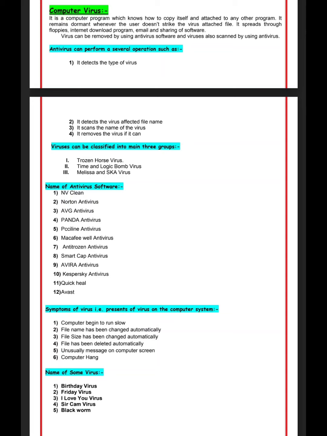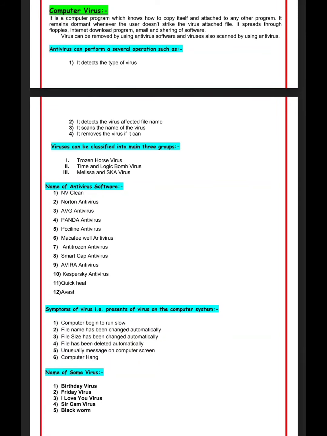Symptoms of a virus, that is, the presence of a virus on the computer system: the computer begins to run slow. File name has been changed automatically. File size has been changed automatically. File has been deleted automatically. Unusual messages on the computer screen. Computer hangs. Names of some viruses: birthday virus, Friday virus, allergy virus, Sorcam virus, black worm.